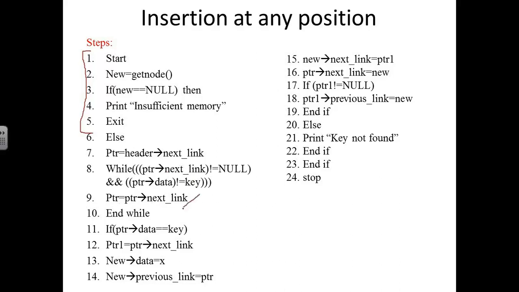So here we are performing the pointer updation, just like the traverse operation. When we find the key, then we will come out of the loop. At that time we are checking if pointer data is equal to key. Then what we are doing, we are creating pointer 1. This point we have discussed in the single linked list lecture itself. Why? Because we need the previous node also. So for that purpose, pointer 1 equals pointer's next link, so pointer's next link we need to know.